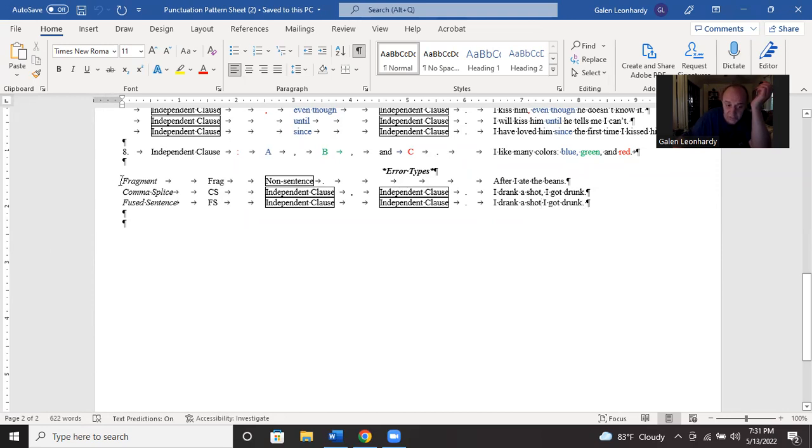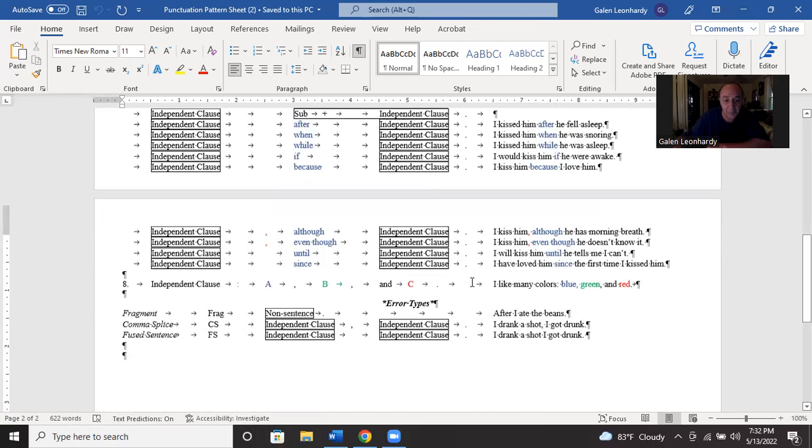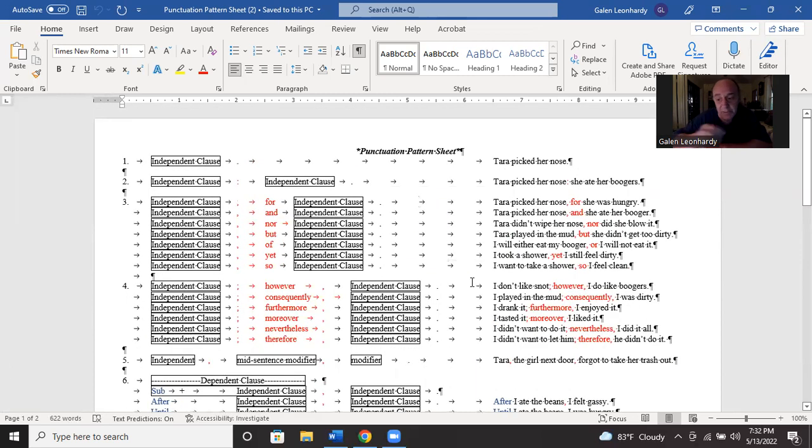So here's three error types that I'll be pointing out in your writing. If I tell you you have a frag, or a comma splice, or a fused sentence, if I say something like that, these are the structures you're looking for. I will probably also do some other structures, but these will be the three main error patterns that I'm trying to find in your writing at this point. So that's the punctuation pattern sheet.